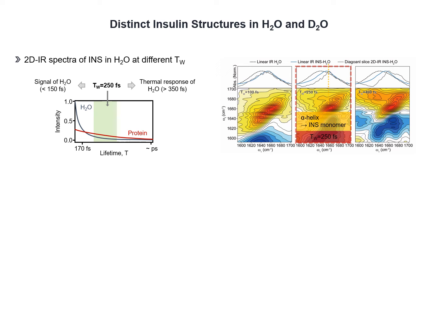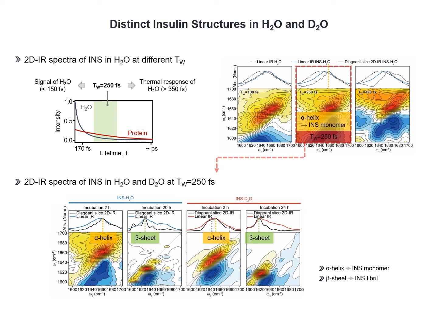The reason for this difference between water and heavy water could be explained through the 2D-IR results. To obtain a protein 2D-IR signal in water, it is important to set an appropriate waiting time. Through scanning the waiting time, 250 femtoseconds was set as the appropriate waiting time because water signals appear at short waiting times and thermal response signals appear at long waiting times. We then measured 2D-IR spectra of insulin during fibrillation at a waiting time of 250 femtoseconds.